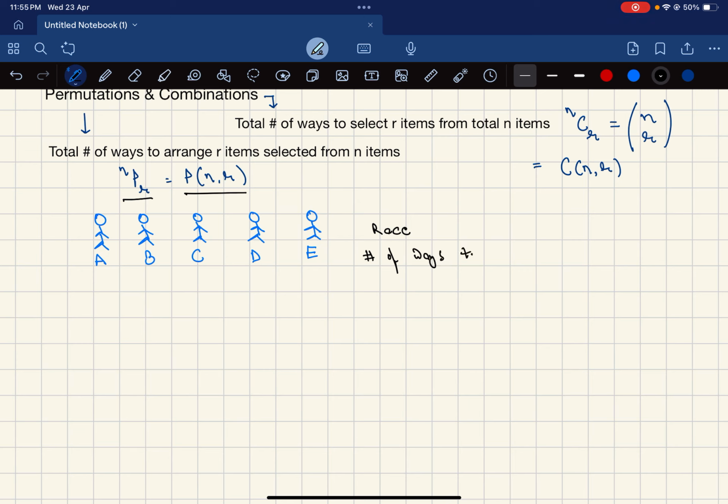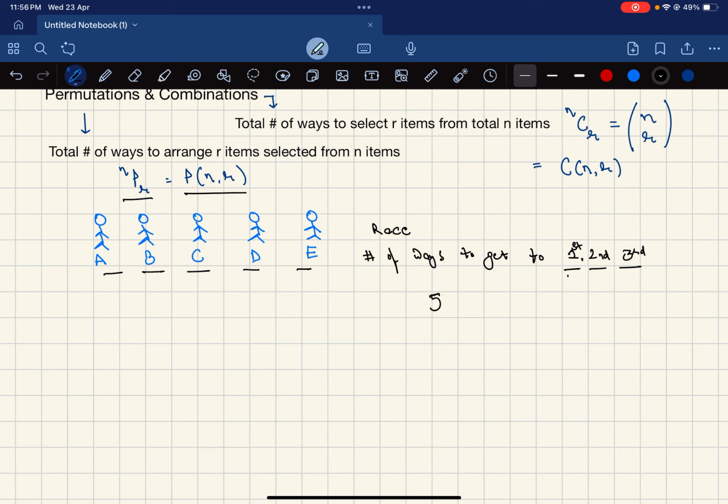to get first, second, and third. So how many ways are there so that we can have a different person in the first, second, and third position in the race. Now the first position, any 5 of them could come in the first position. Therefore, there are 5 ways in which the first position could be decided here.